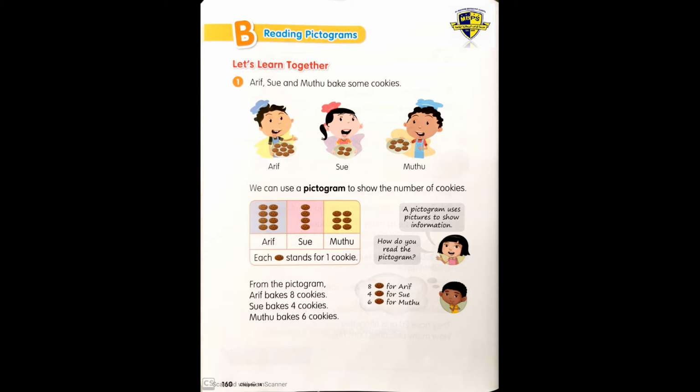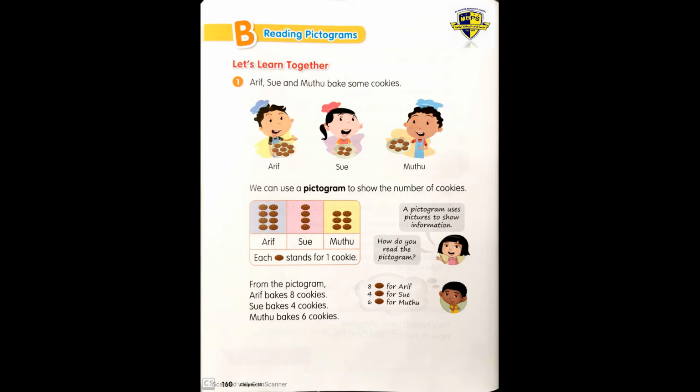How do you read the pictogram? Let's see. We go to the name of the boy, Arif, and we count how many cookies. 1, 2, 3, 4, 5, 6, 7, 8. So Arif has 8 cookies. That's the answer. Now, how many does Sue have? We go under her name and we look at the cookies. 1, 2, 3, 4. She's got 4 cookies. Muthu. Let's see how many cookies he has. 1, 2, 3, 4, 5, 6. He has 6.